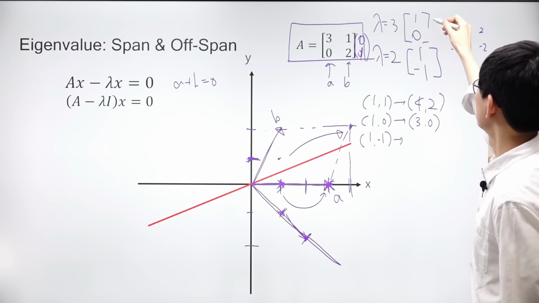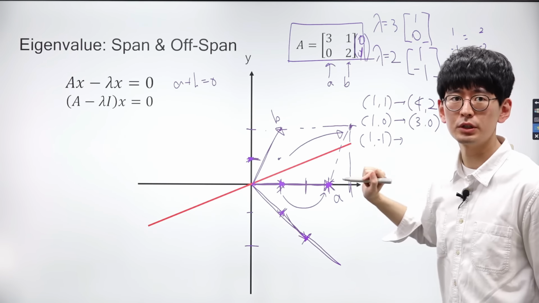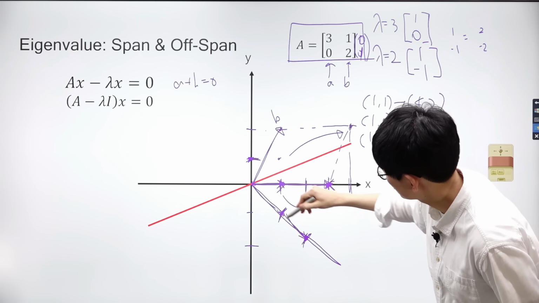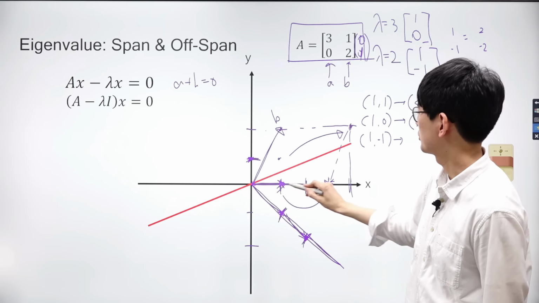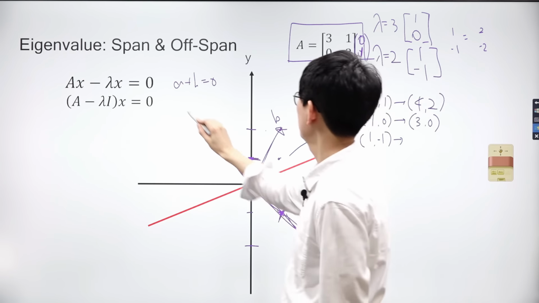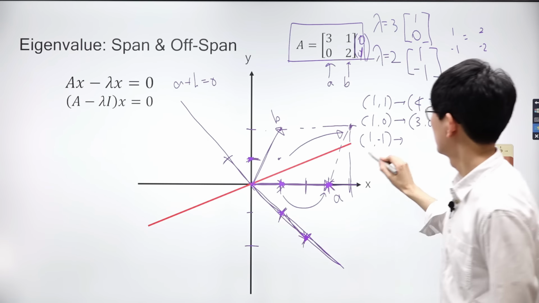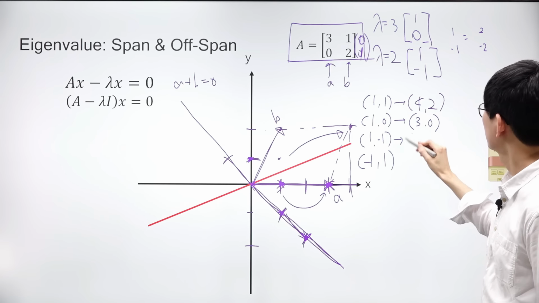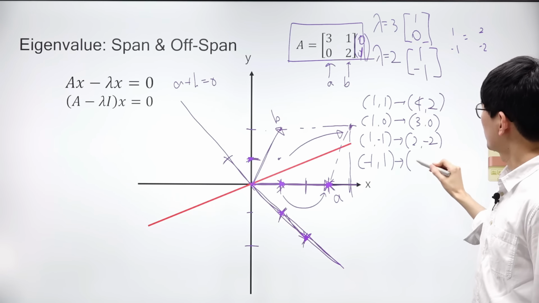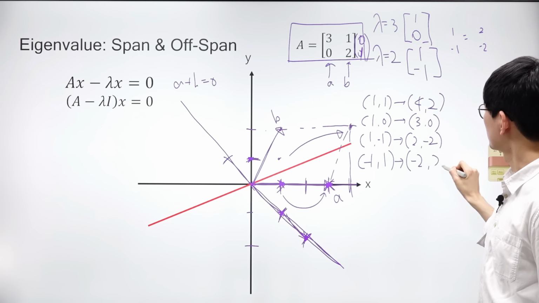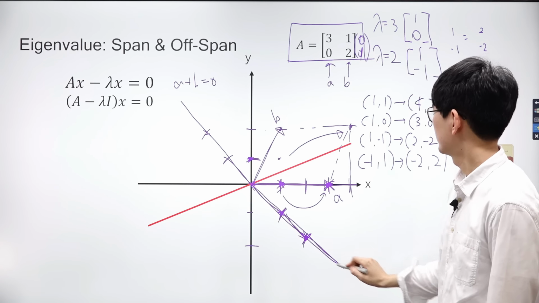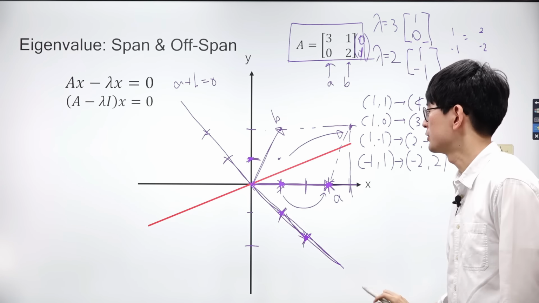When the coordinates of an eigenvector are transformed by a matrix, they remain on the line spanned by the eigenvector. Let's consider another set of coordinates on this line. The coordinates negative 1 and 1 will be transformed to negative 2 and 2 by matrix A. In summary, any coordinates on the line spanned by an eigenvector will be transformed to coordinates still on the same line.